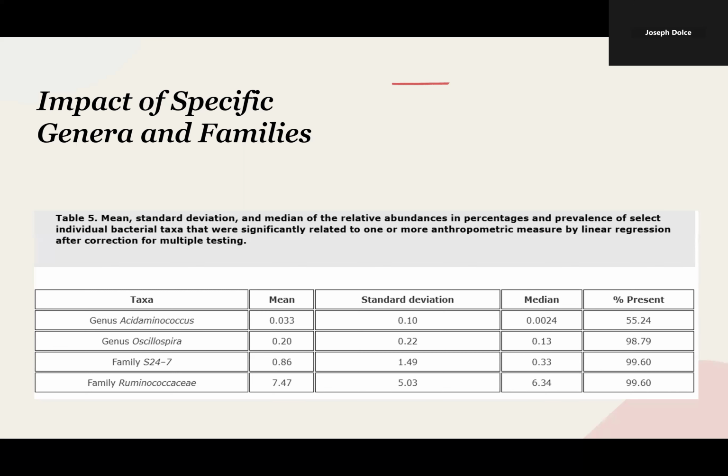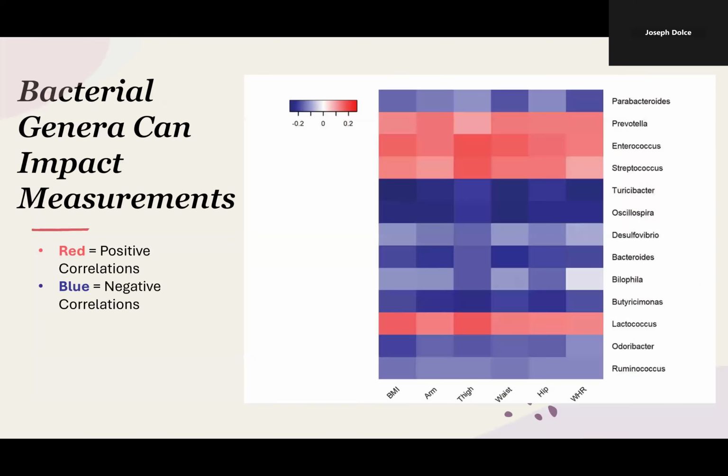What I really want to conclude here is that these findings support the idea of gut microbiota composition being closely linked to body composition, and that certain bacterial groups may play a role in metabolic health. The consistent associations across multiple anthropometric measurements highlight the robustness of these relationships, which hopefully we're going to go into a bit more now.